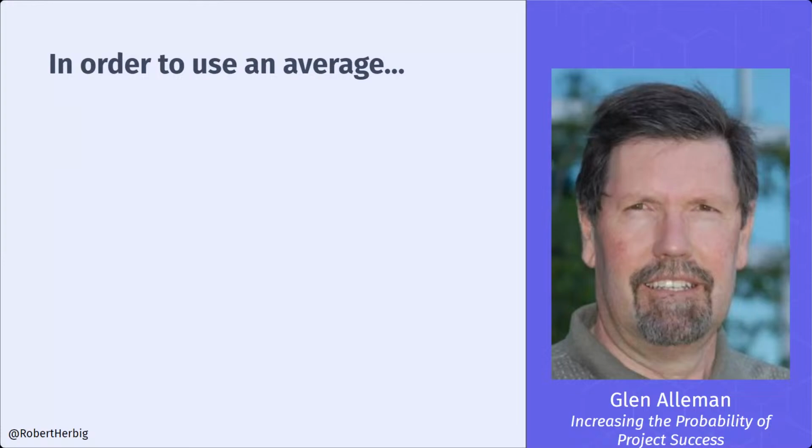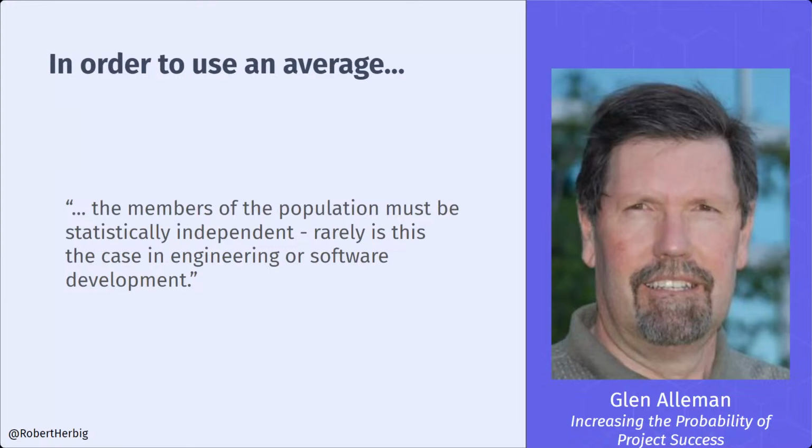He talks about, in order to use an average, conditions must be met. The members of the population, i.e. our backlog stories, must be statistically independent. Rarely is this the case in engineering or software development. So what that means for us is, often if something happens that makes a story take longer or a story split into multiple stories, whether that's tech debt, discovered work, or bugs, or other reasons, it often doesn't only impact that single story.